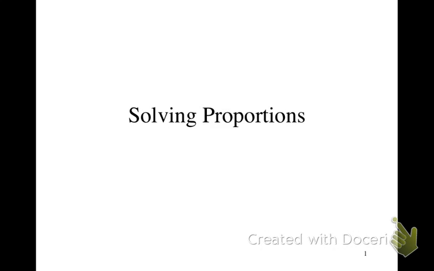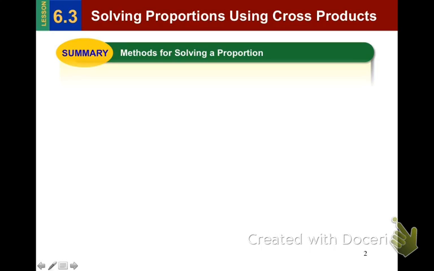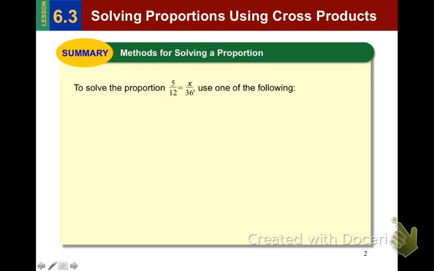All right, today is the first lesson in Unit 3, and we're going to be learning about solving proportions. So we're basically going to summarize all the different ways we can solve for a proportion. We can use equivalent ratios, which means we'd want to get the denominator to be the same for each and then compare the numerators.